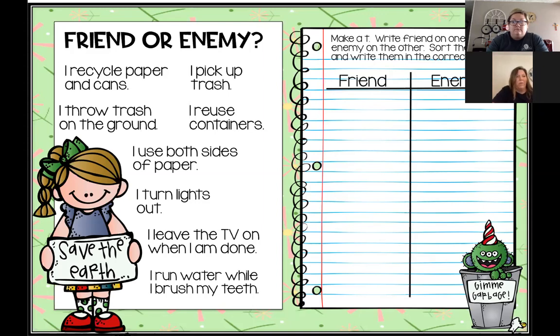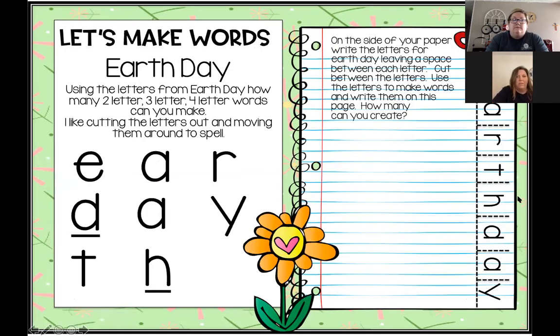Okay, and then we have one more activity to do. We can move on to the next slide. Here we go. And this one is just maybe a fun little writing activity. Let's make words using the words Earth Day. So use the letters from Earth Day. How many 2-letter, 3-letter, and 4-letter words can you make?